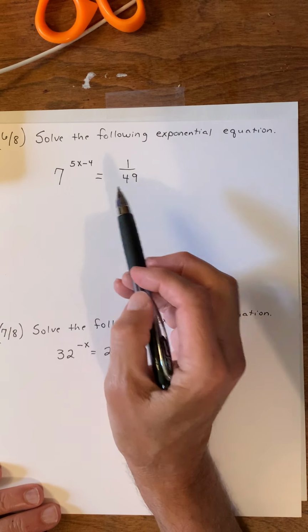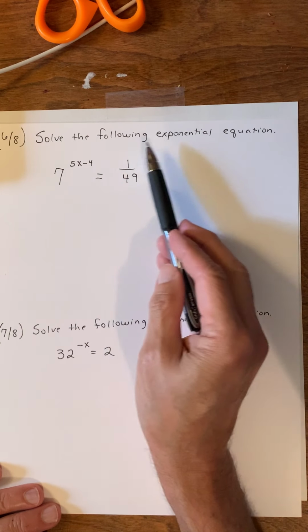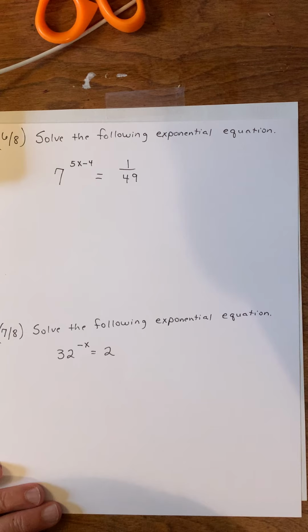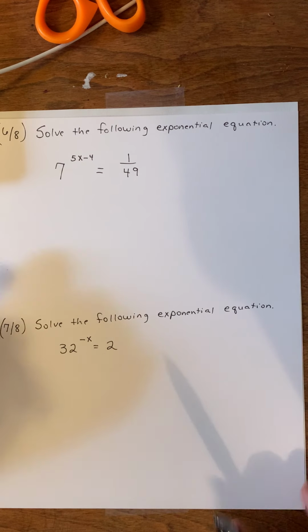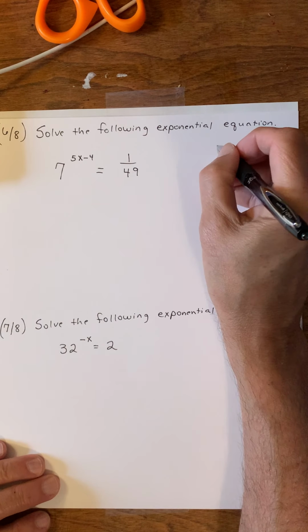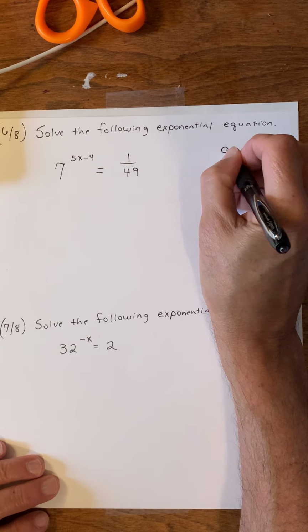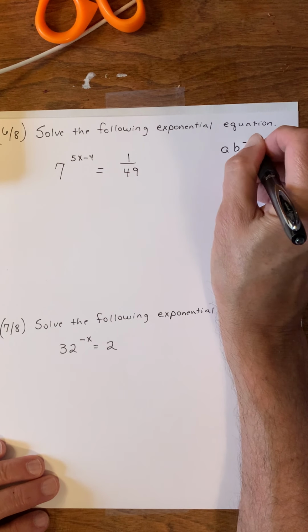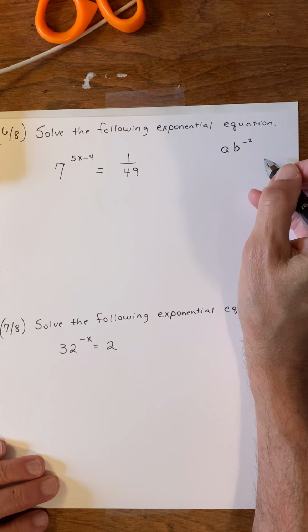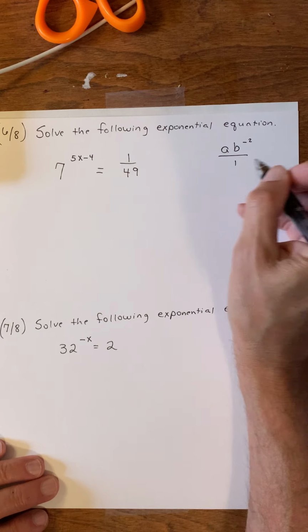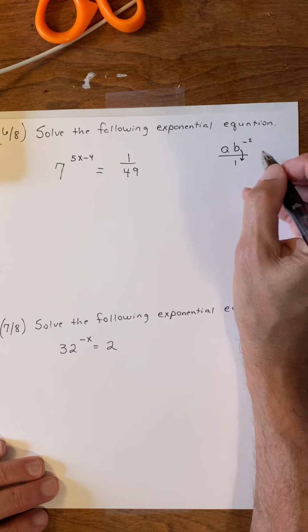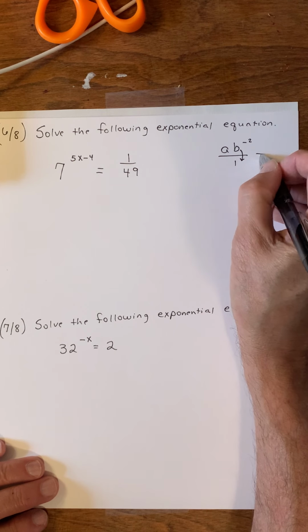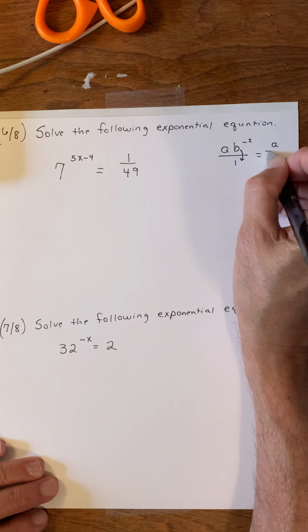Seven to the 5x minus 4 equals 1/49. Solve the following exponential equation. This one's going to require that we use one of our properties of exponents. Remember this guy? If I have something like a over b to the negative 2, I can simplify that by moving part of it to the other part of the fraction and changing the sign of my exponent. Remember doing that?